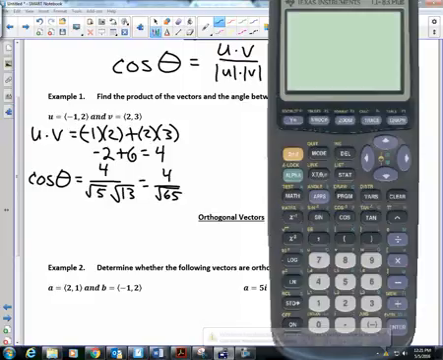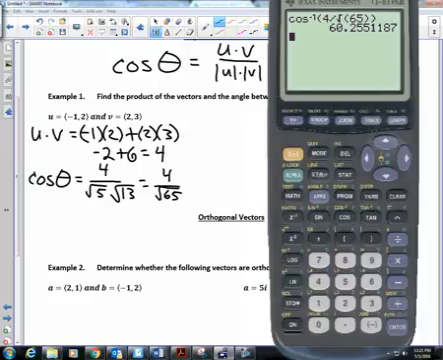So we have cosine inverse of 4 divided by square root 65. Am I working in degrees? Yes. Anything calculating vectors should be in degrees. 60.26.